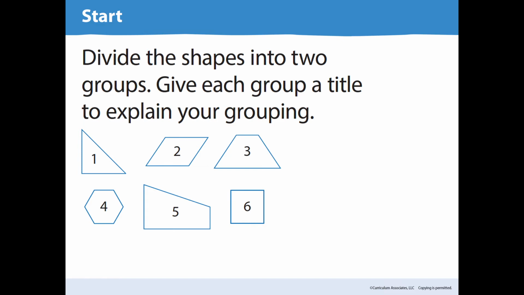So one group that you could do is shapes with a right angle, which would be numbers 1, 5, and 6. And the second group would be shapes without a right angle, which are numbers 2, 3, and 4. You can also have a group of quadrilaterals. Those are numbers 2, 3, 5, and 6. And the second group would be not quadrilaterals, numbers 1 and 4.